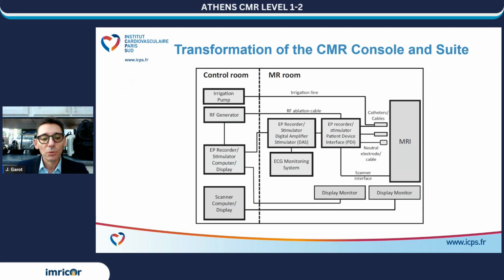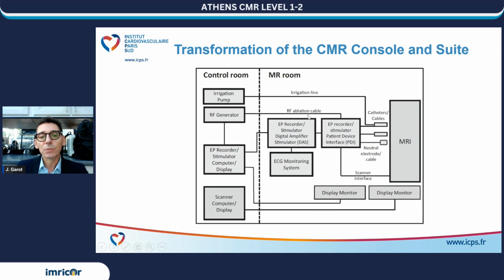If one wants to do ICMR flutter ablation, you need to have a deep transformation of your CMR lab. In the control room, besides the scanner and the computer and screens and so on, you have to have an electrophysiology recorder and stimulator system with all the computers and display, an RF generator and generator command, and an irrigation pump with an irrigation line all the way through to the ablation catheters.